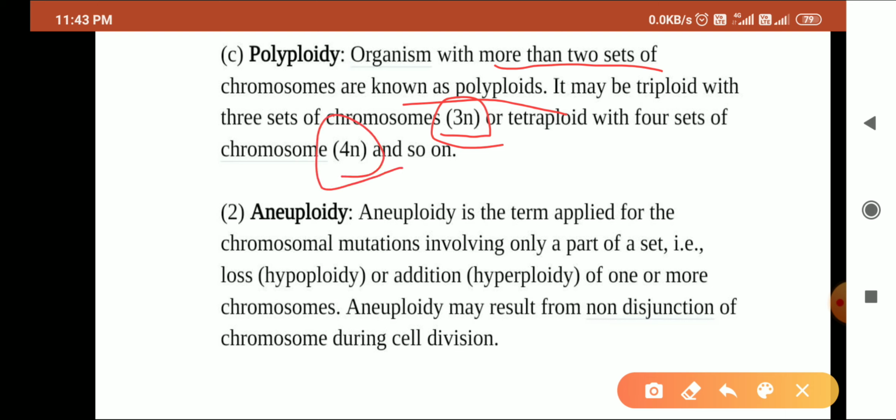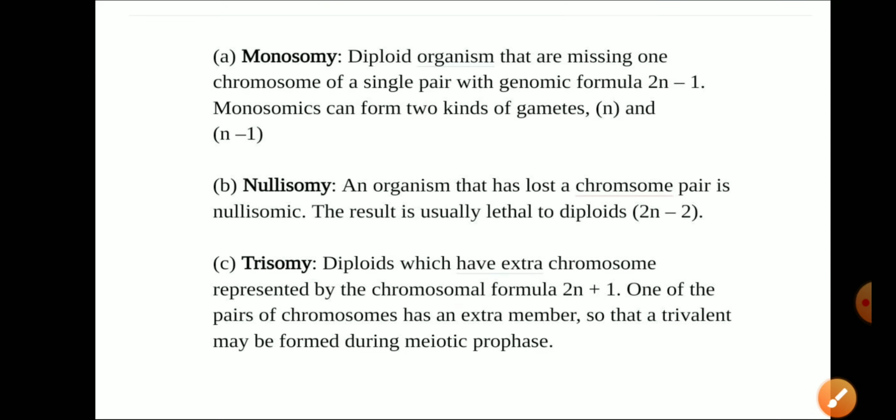Now, aneuploidy. Aneuploidy is a term applied to chromosome mutations involving only a part of a set, either the loss of chromosomes or the addition of chromosomes. That is said to be aneuploidy. It may result from non-disjunction of the chromosomes during cell division. Aneuploidy may be of different types: monosomy, nullisomy, and trisomy.